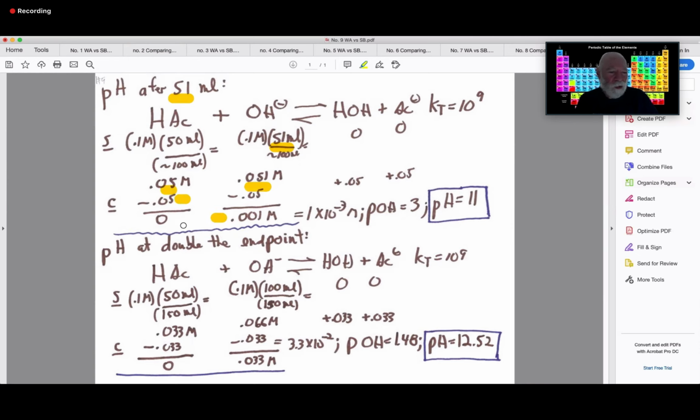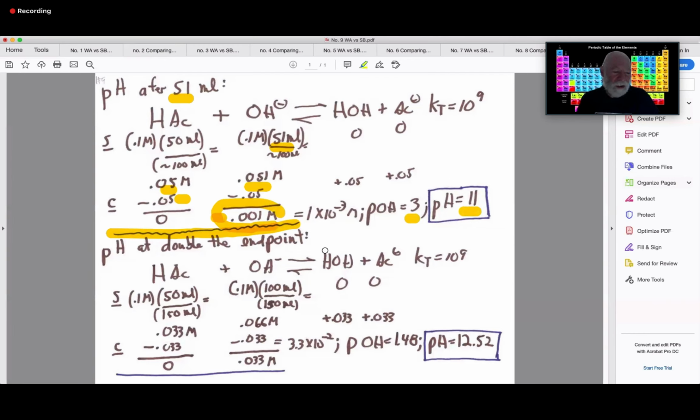Now, do you see this wonderful blue line here? What I'm telling you is, once you're past the endpoint, you can base the pH on the excess hydroxide. You don't have to do a completion step or an equilibrium step. You can go right to the excess hydroxide. So 0.001 molar is 1 times 10 to minus 3. So the pOH is 3, subtracting from 14, that means the pH is 11. Okay, now let's go to the bottom one.